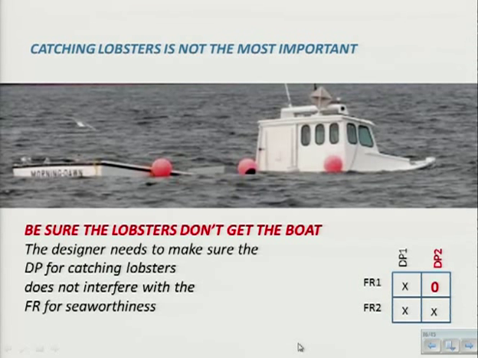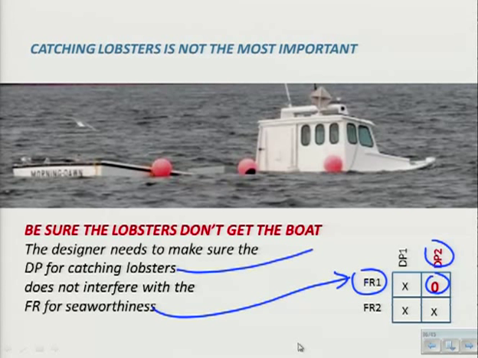All right, so what is the most important? The most important thing is to make sure that the boat gets home, right? We don't let the lobsters get the boat. You want to get the lobsters in the boat, not the boat in the lobsters. So the DP for catching lobsters better not interfere with the seaworthiness. So that means select a 0 for this element, because DP2 is catching lobsters, and this is seaworthiness. There's the FR for seaworthiness, and there's the DP for catching lobsters. So if I don't have seaworthiness, I'm not going to go fishing.